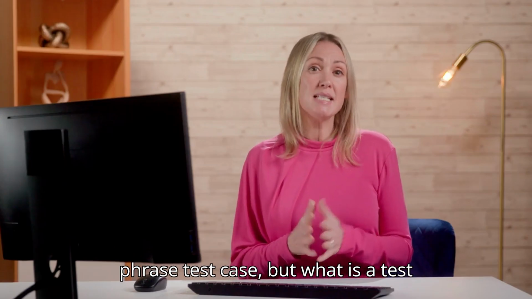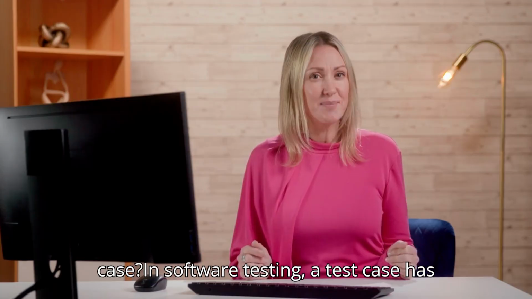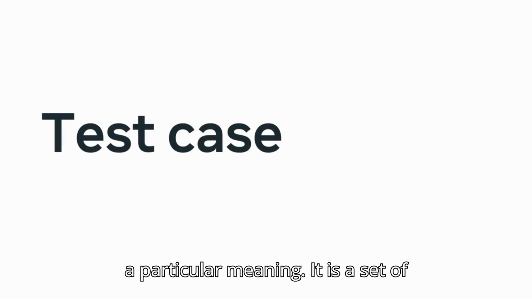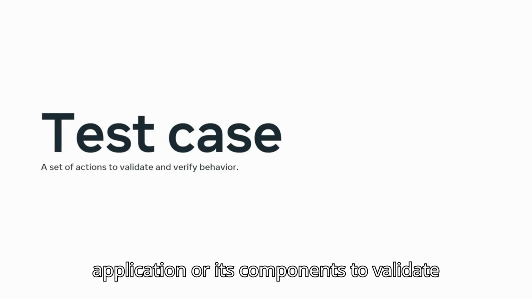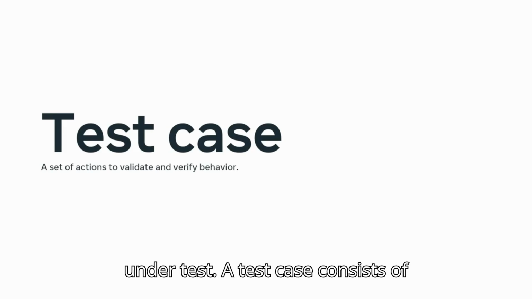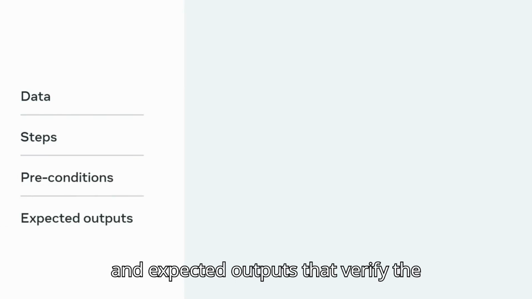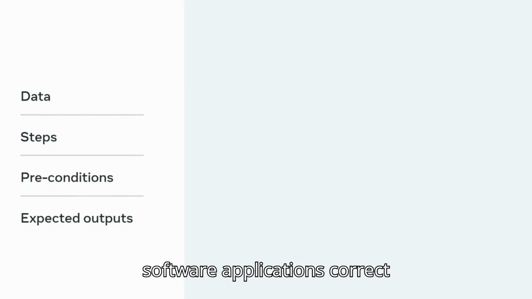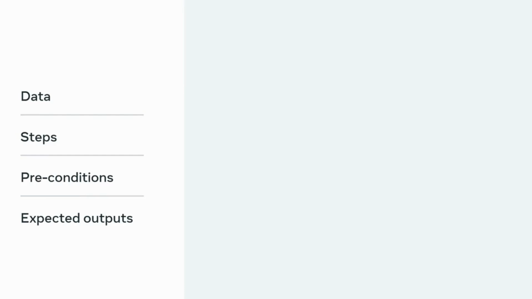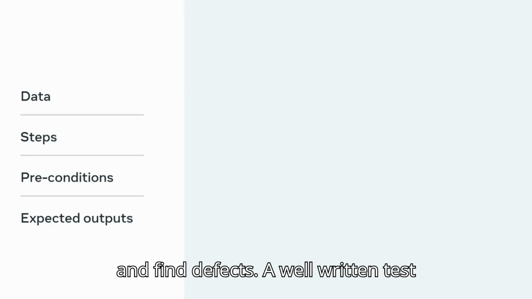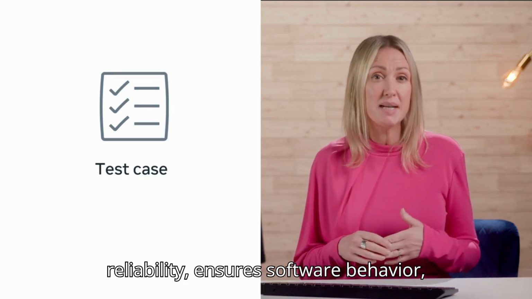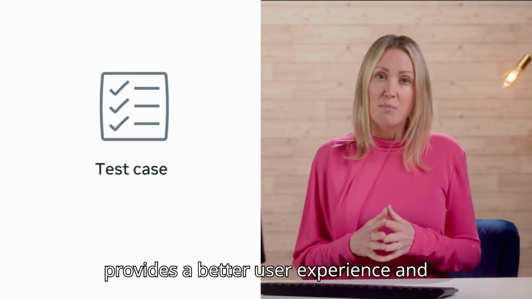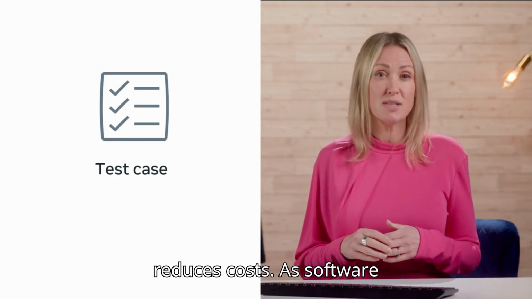You may be familiar with the phrase test case, but what is a test case? In software testing, a test case has a particular meaning. It is a set of actions performed on a software application or its components to validate and verify the behavior of the software under test. A test case consists of data, steps, preconditions, and expected outputs that verify the software application's correct implementation of its required behavior. A test case aims to verify functionality and find defects. A well-written test case is generally reusable, guarantees reliability, ensures software behavior, provides a better user experience, and reduces costs.